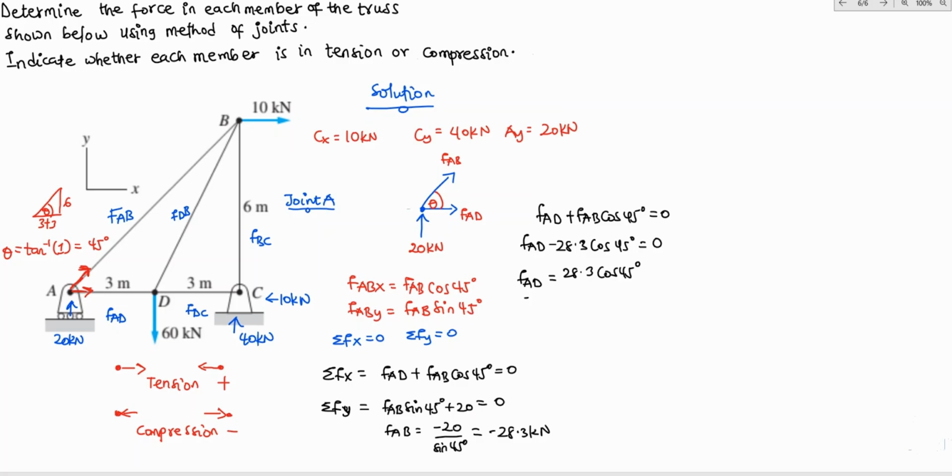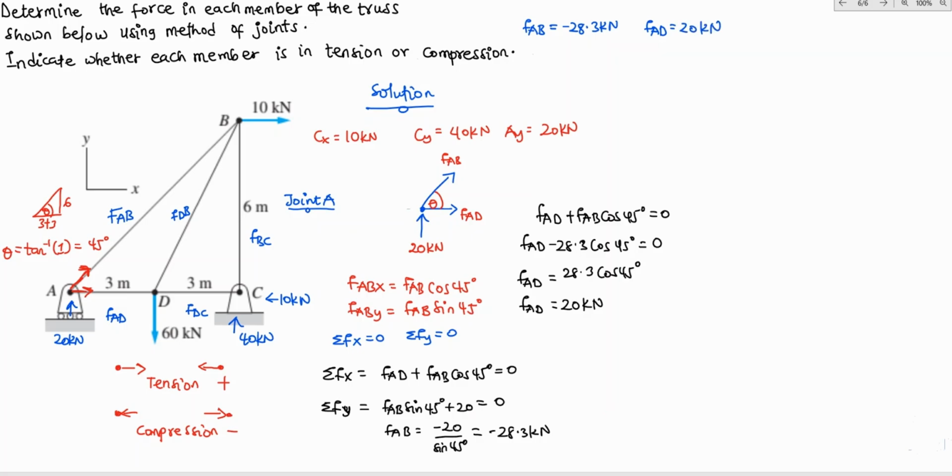So let's see what you're going to get for FAD. We're going to have 28.3 cosine of 45 degrees. That'll give us a value of what? 20 kilonewtons. So that's the value for FAD. So you see that FAD is positive. That means that the direction we chose was actually the correct direction. So let's write down the values we know so far. We know FAB, which is minus 28.3 kilonewton, and then we know FAD, which is 20 kilonewton.